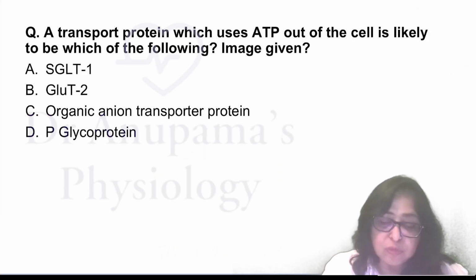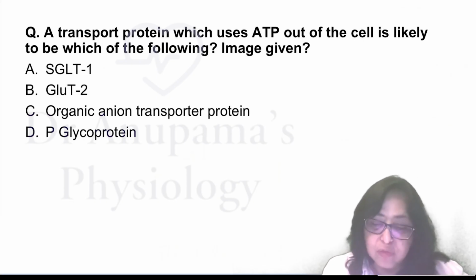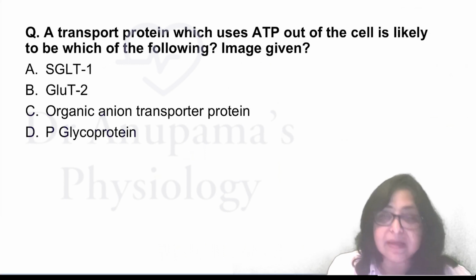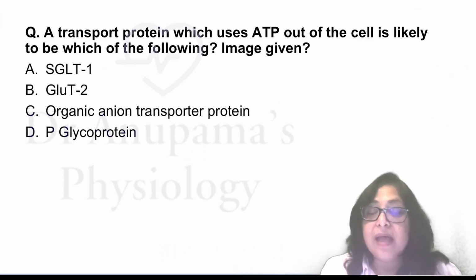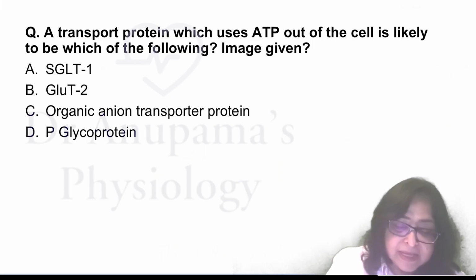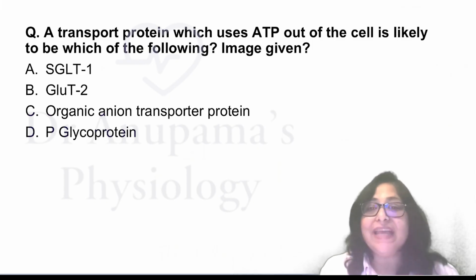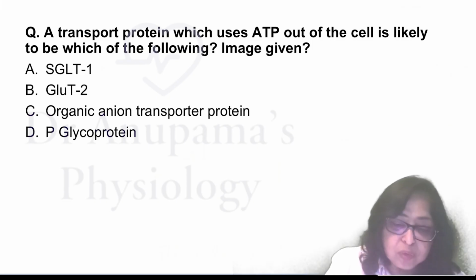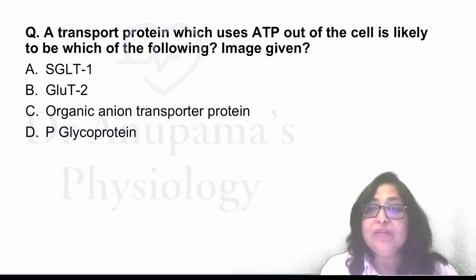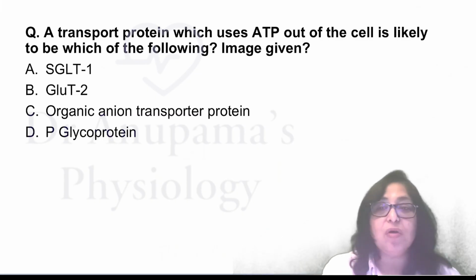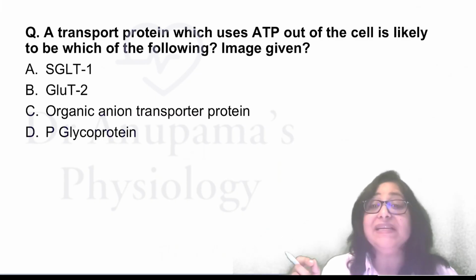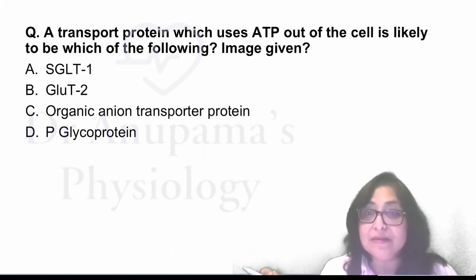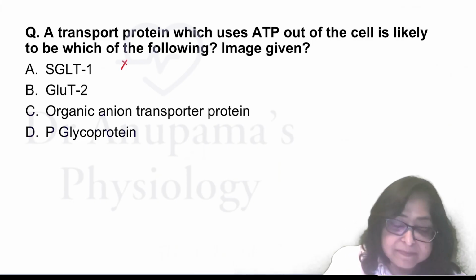It says a transport protein which uses ATP out of the cell is likely to be which of the following? Was there an image given? I'm not sure about that, but let us see a transport protein which is using ATP. Can it be SGLT1, which is sodium glucose linked transport? Now, this does not use ATP. It is an example of secondary active transport. Secondary active transport is dependent on the activity of the sodium potassium pump, but it does not use ATP directly. So this cannot be the answer.